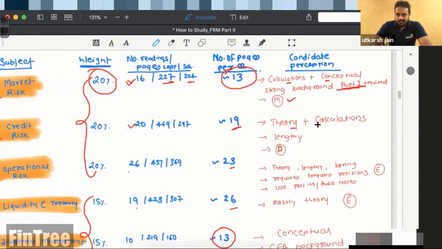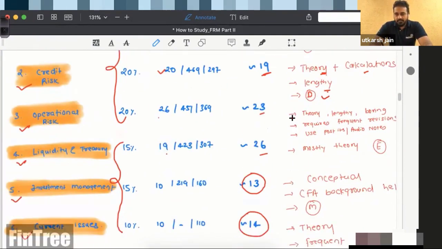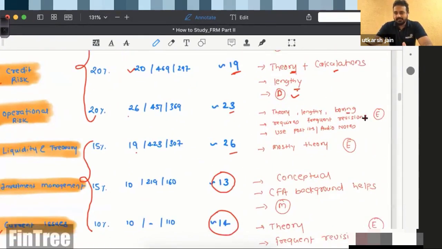Credit risk has chunks of theory and chunks of calculation. It is quite lengthy, and the level of difficulty given was D here, difficult. Operational risk: theory, lengthy, boring. These are the adjectives a lot of candidates used.